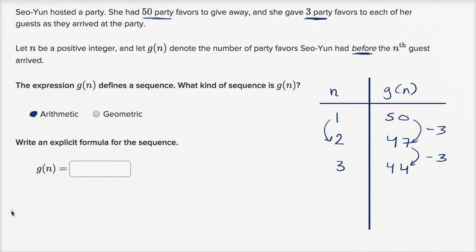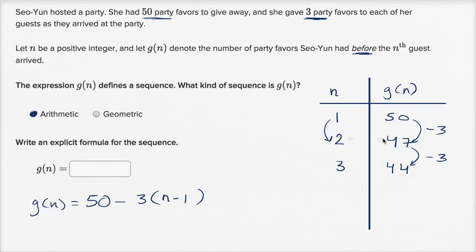So let's think about this. g of n is going to be equal to, so let's see, we're going to start at 50, and we're going to subtract 3. And let's think, do we subtract 3 times n, or is it, let's see. For the first guest, we subtract 3 0 times. For the second guest, we subtract 3 once. For the third guest, we subtract 3 twice. So for the nth guest, we're going to subtract 3 n minus 1 times.